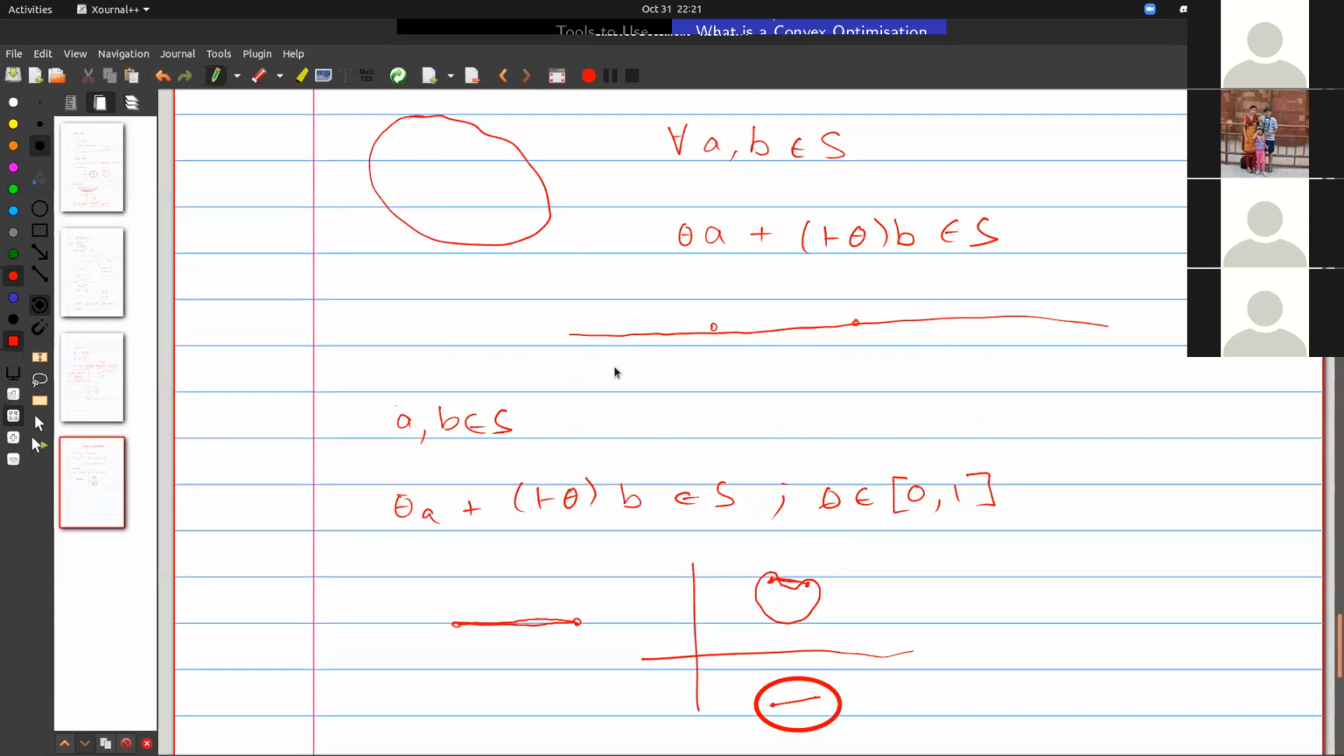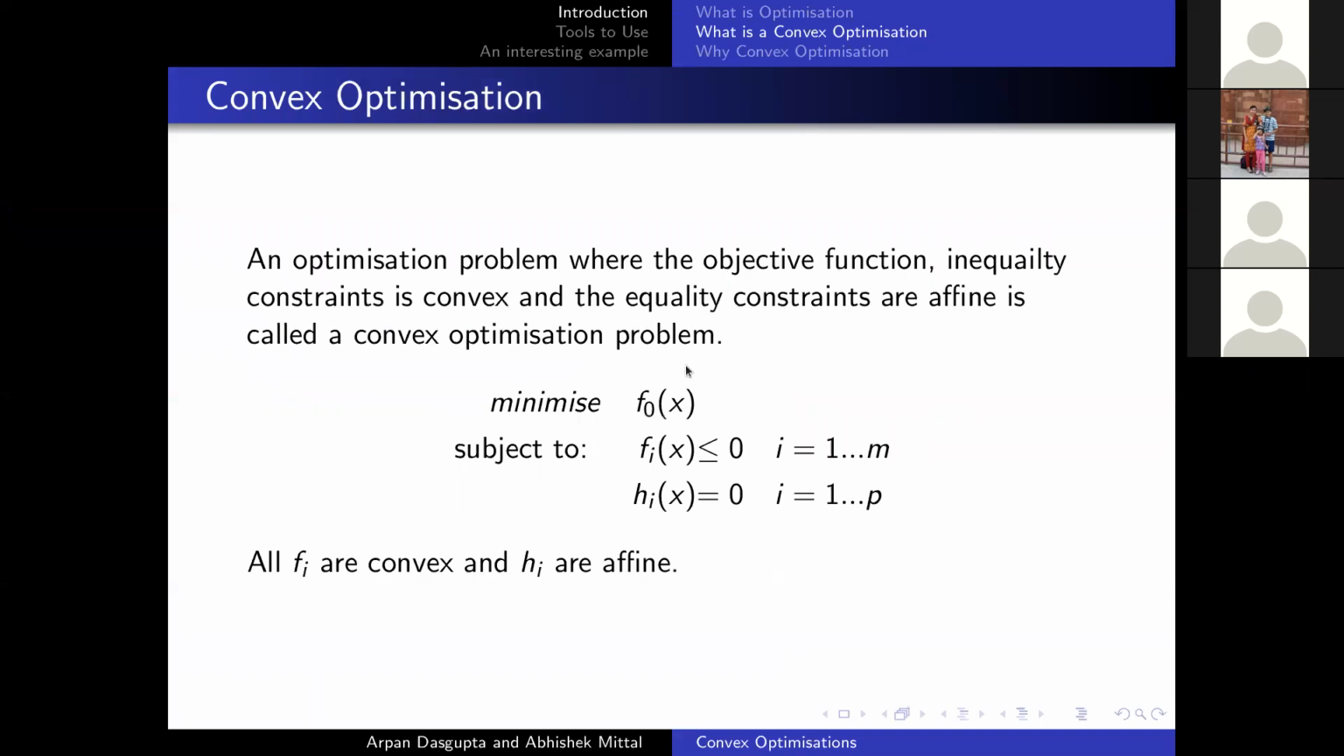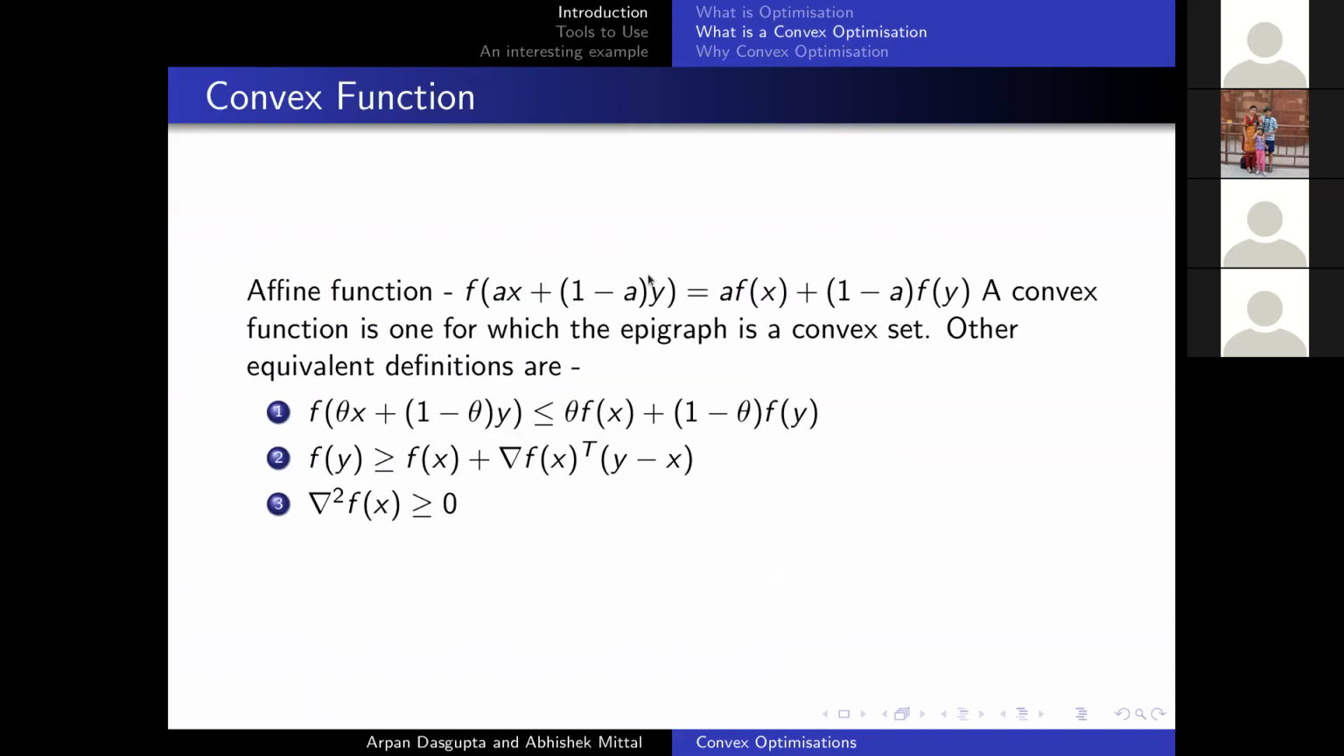Now I'll talk about affine functions and convex functions. So affine functions are functions which follow this. Where did I get my stylus?